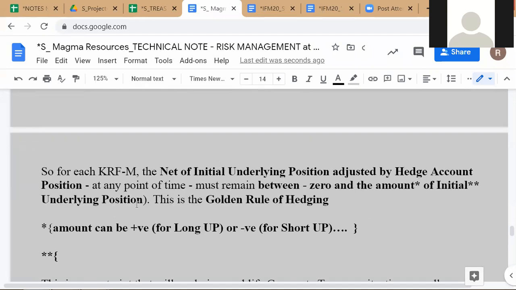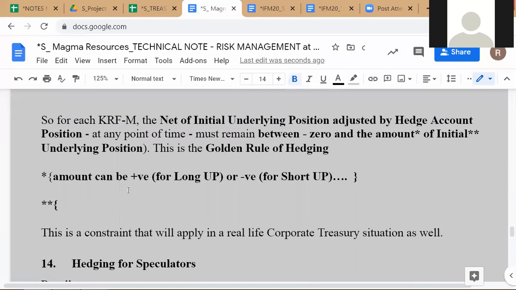What is this? There's a double star which I have not filled in. Zero and the amount of initial underlying position, and the amount can be negative. This is not affecting your project, but this is for your learning. Initial underlying position should be, not just can be.